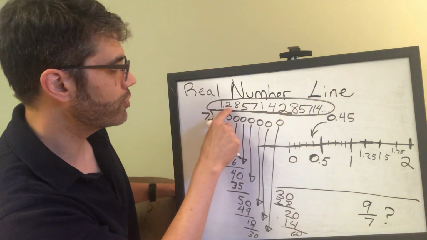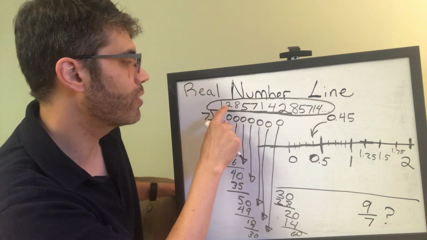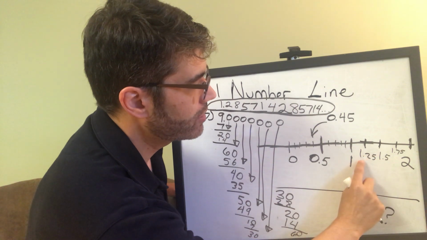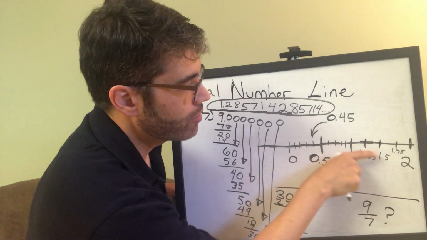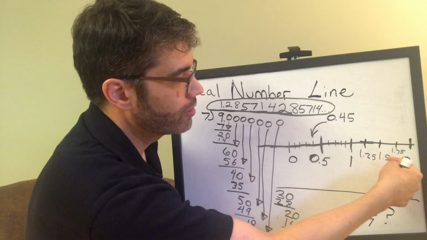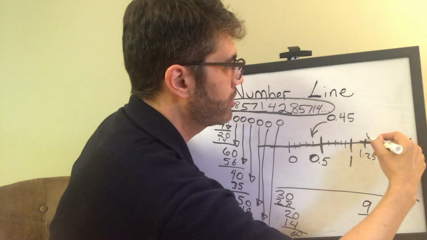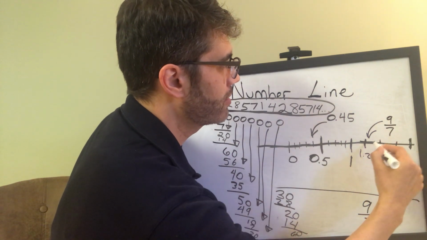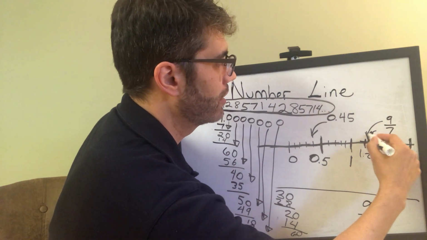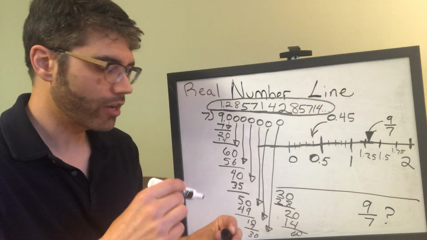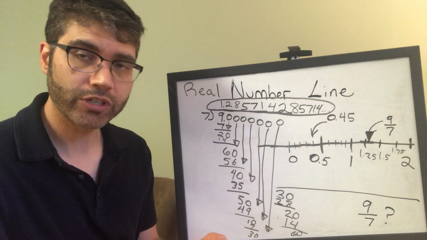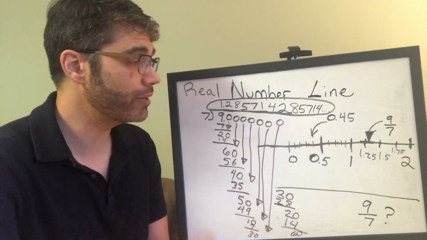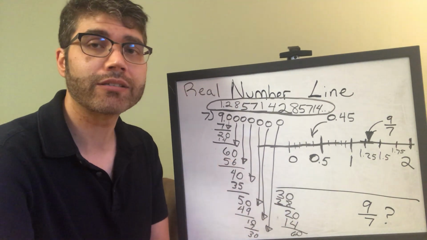So where does 1.28 or where does 1.29, as we round it off, live? 1.29 lives a little bit to the right of 1.25, but a little bit to the left of 1.5. So we'll say this is close enough. So we're going to say that 9/7 lives right here on the number line. Okay? So it can get involved, but just go step by step, and you should be able to not have difficulty putting any real number in its place on the real number line.